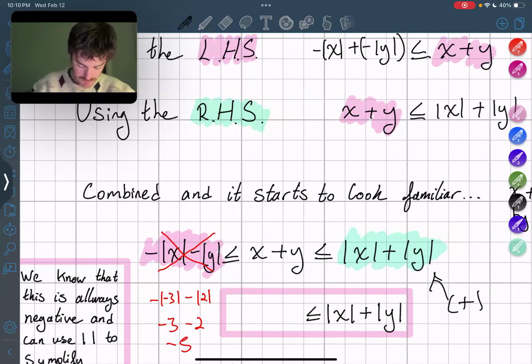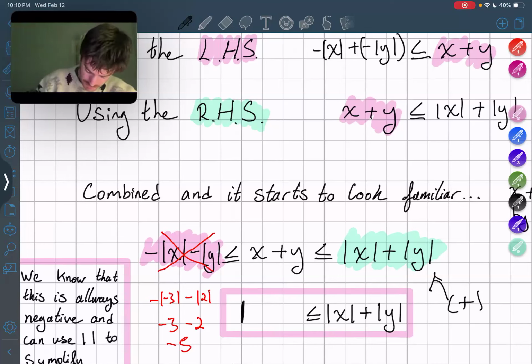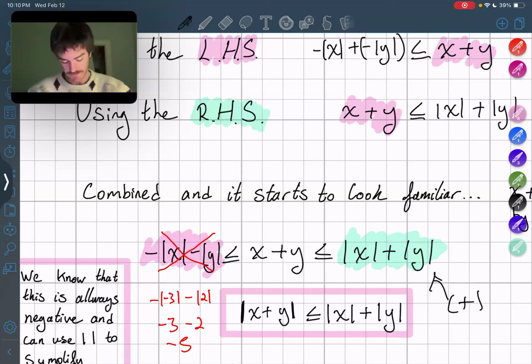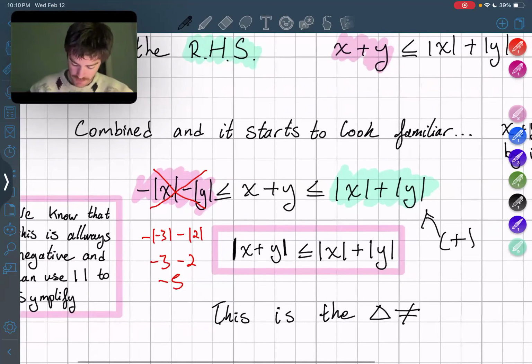And using our definition from above, we can actually just slap some lovely absolute value bars on this x plus y. We're going to keep the right-hand side, and we get that the absolute value of x plus y is less than or equal to the absolute value of x plus the absolute value of y. This right here is the triangle inequality.